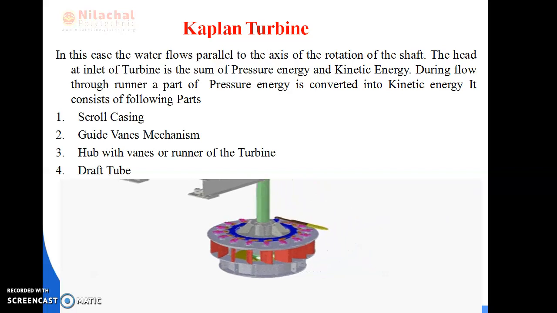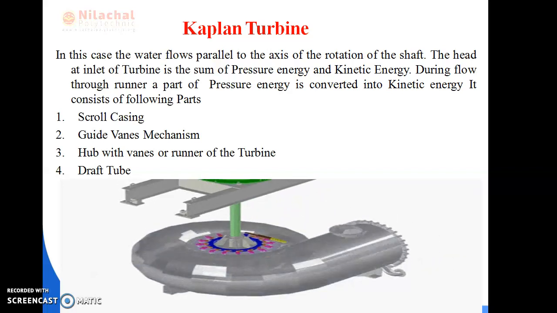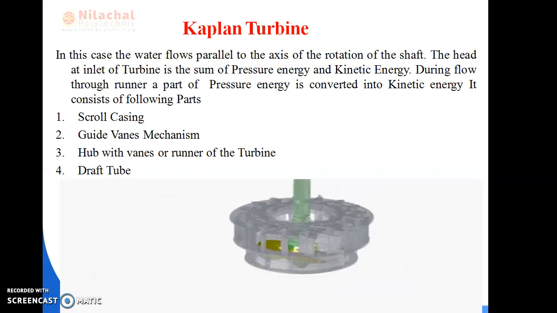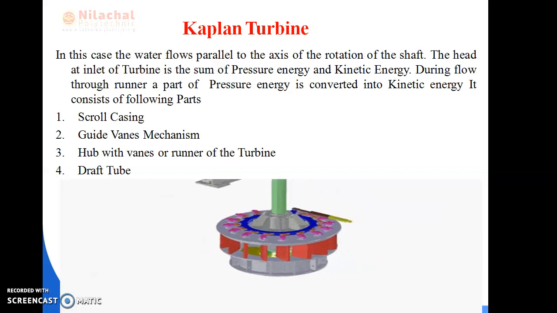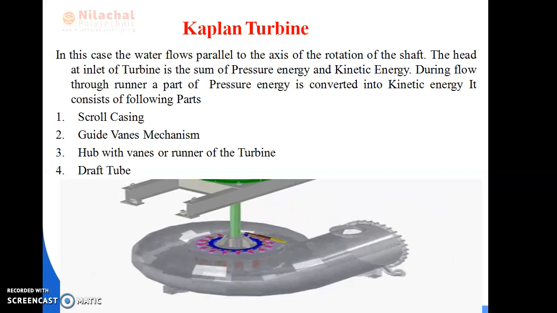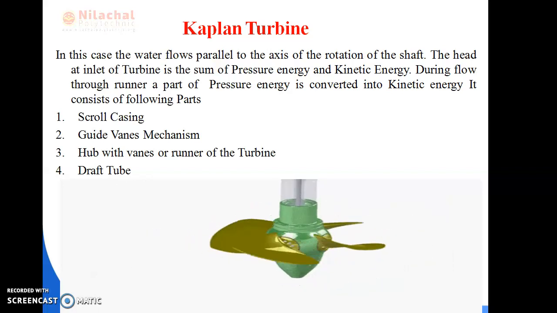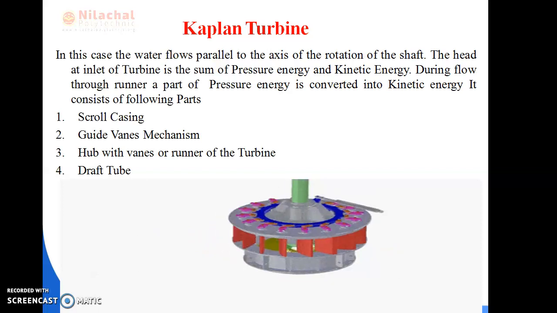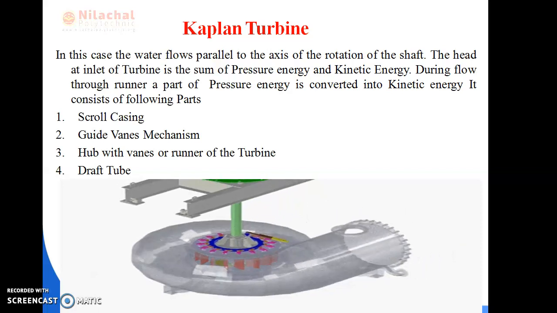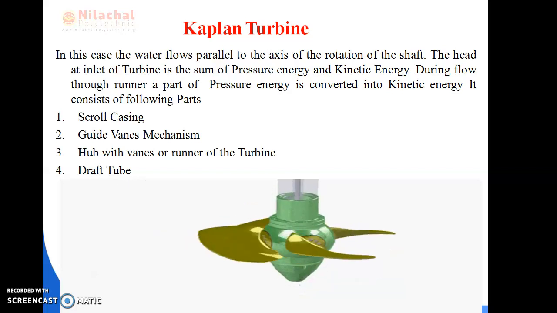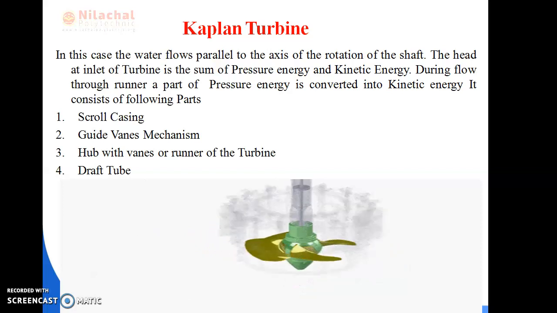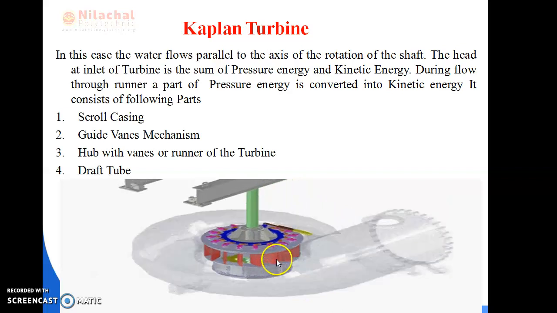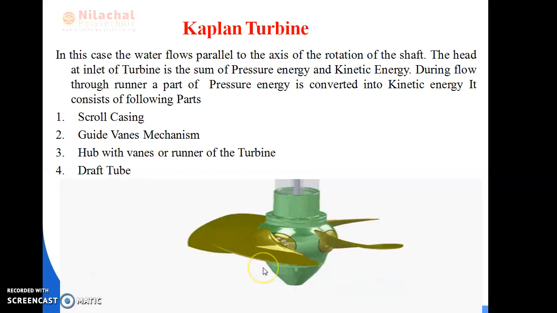The head available at the turbine is nothing but the total energy per unit weight of water. Total energy is the sum of pressure energy and kinetic energy. So while the water flows through the runner of the turbine unit, some part of the pressure energy is converted into kinetic energy, and thereby it rotates the runner and we are getting mechanical power.